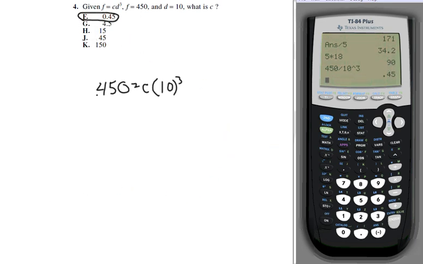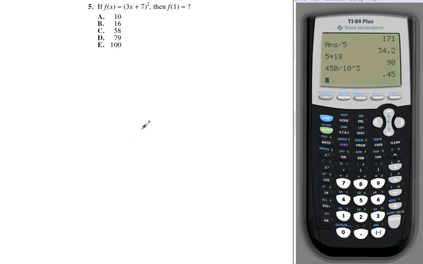All right, last one for today. It says if f of x equals (3x plus 7) squared, then f of 1 equals, all right, this is a functions problem. We just plug in 1 for x. That's all you do. So I do this one right when I came to it. I wouldn't even worry about using my calculator. I know 3 times 1 is 3, plus 7 is 10. So this part evaluates to 10. Then I square that to get to 100. And that's pretty much it.